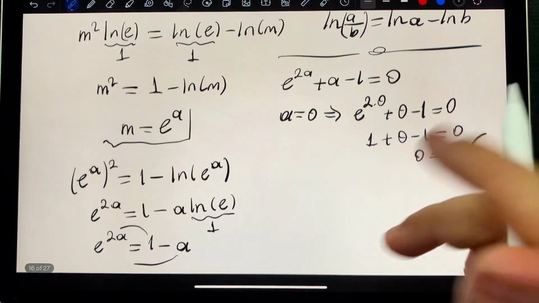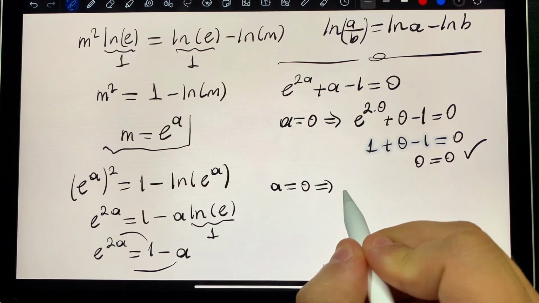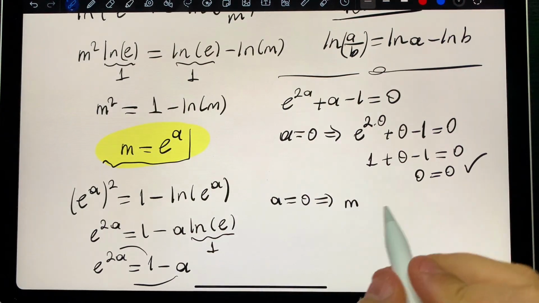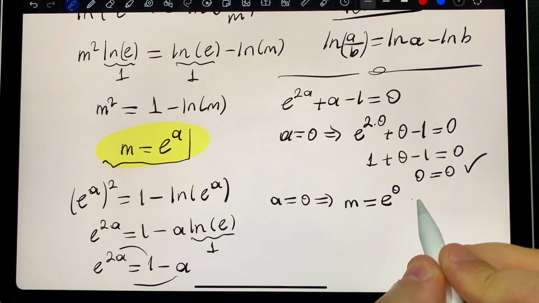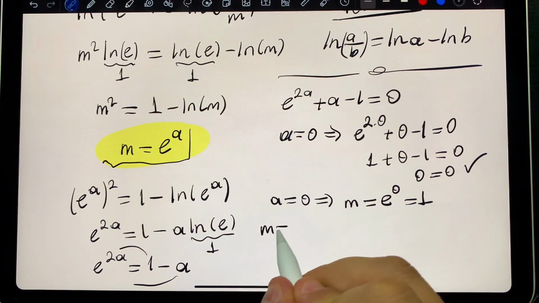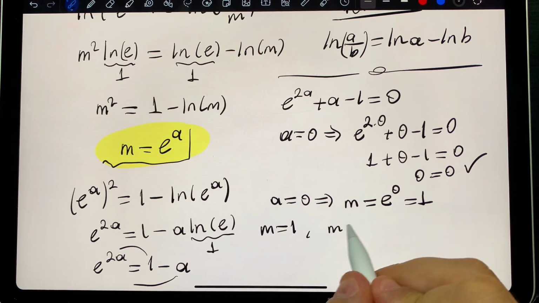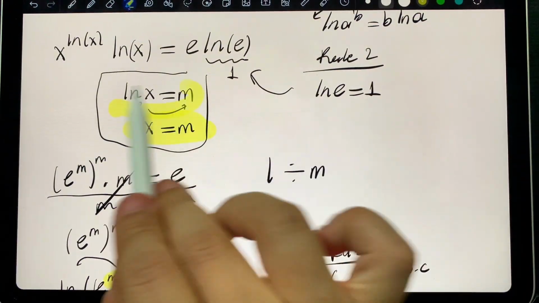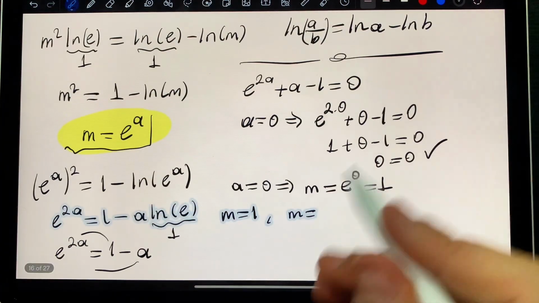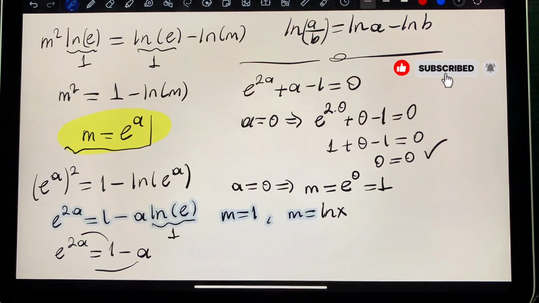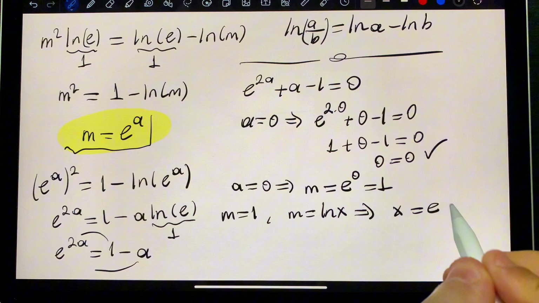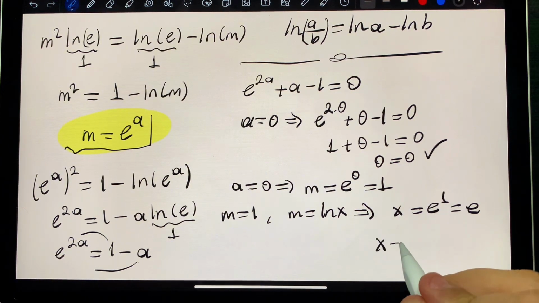a equals 0. Then a equals 0 implies m equals e power 0 equals 1. m equals 1. m, very important. m equals ln x implies x equals e power 1, so x equals e. Answer.